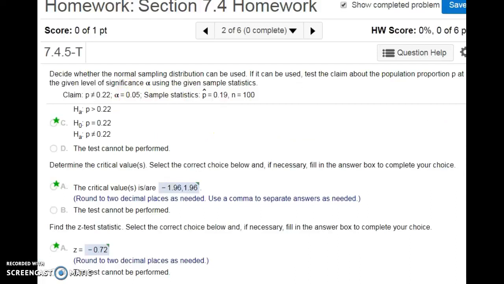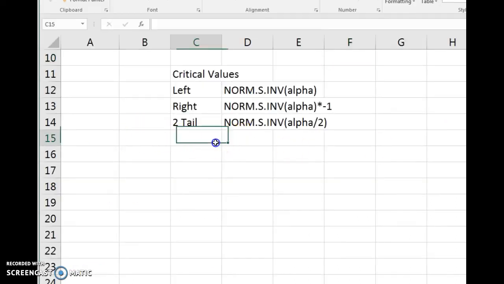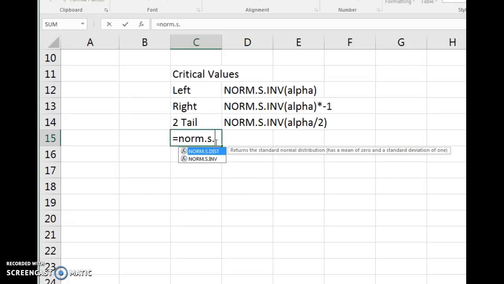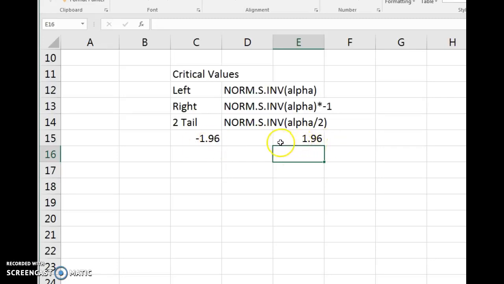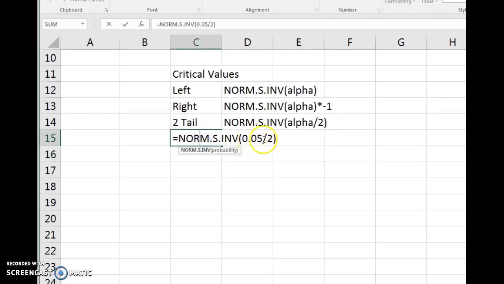Alpha is 0.05, so if I want to split that between the 2 tails, I would do norm.s.inv of 0.05 split between 2 tails, and I'll get my critical value that marks the cutoff line for there being 5% split between the 2 tails. And since there's 2 tails, I need the positive critical value as well, and by symmetry it's the same number. And so in between these critical values there's 95%. Outside of them in the tails there is just that 5%.